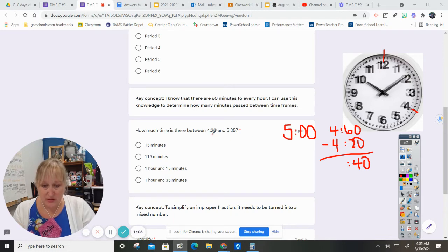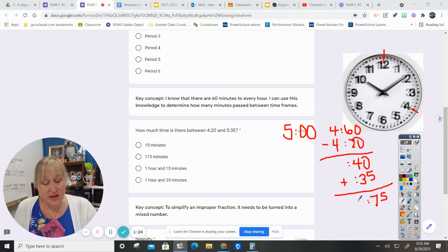Okay? So I'm only halfway done because I also have to add the 35 minutes on past 5 o'clock. So I'm adding 35 minutes, and I think I'm going to get 75 minutes. Now that's not going to be the right answer because 75 minutes has 60 minutes in it. So I have to change that 75 minutes into 60 minutes plus the 15 minutes.